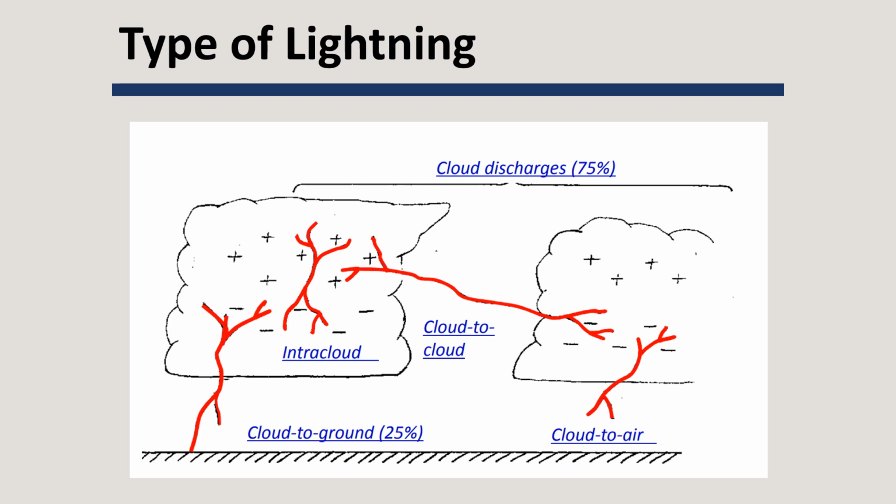So these are the types of lightning. We have intra-cloud, cloud to ground, cloud to cloud, and cloud to air, and these are under the cloud discharges. The cloud discharges account for 75% and cloud to ground is 25%.